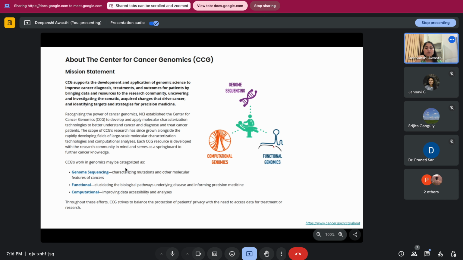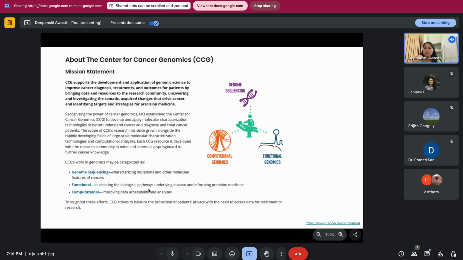So in this case, its work in genomics is majorly categorized into genome sequencing, functional, and computational. Their main aim is to characterize the mutations and other molecular features of cancers. They are focusing on cancer, not other diseases. Then in terms of function, they are looking into the biological pathways which are involved in a particular disease.